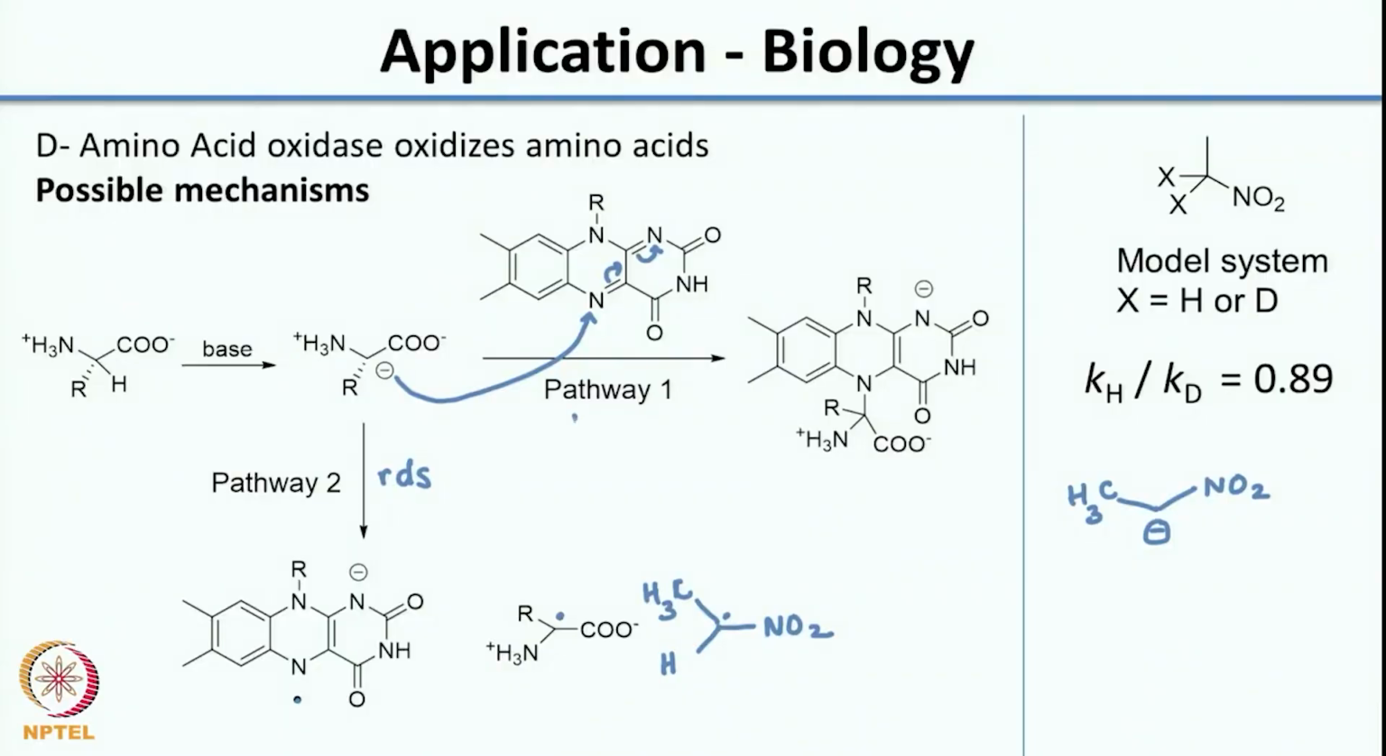Why was this particular model system chosen? The abstraction by base will not be rate determining, it would happen pretty quickly because you are using nitroethane here. So this step is not rate determining, one of these would have to be the rate determining step.